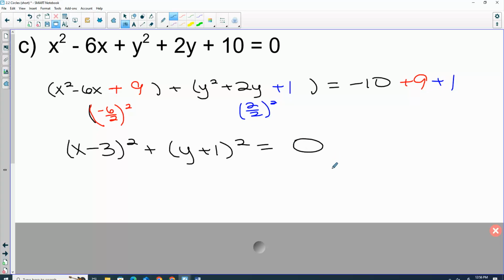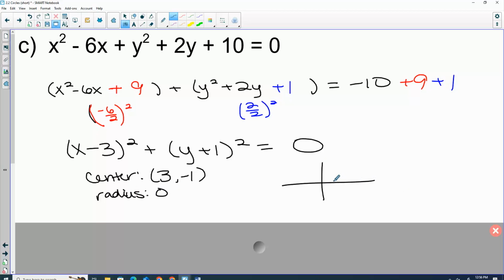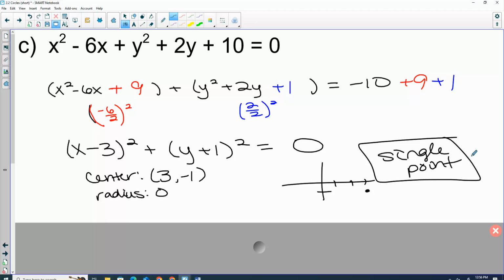So it exists. If you go to write this, we have a center 3, -1. What's our radius? Okay, can you draw a circle with a radius of 0? No. If I go 3, -1, there's my center. If the radius is 0, that means nothing else is included. So what is this? A single point. So if it's equal to a positive, it's a circle. A negative doesn't exist. 0 gives us a single point.